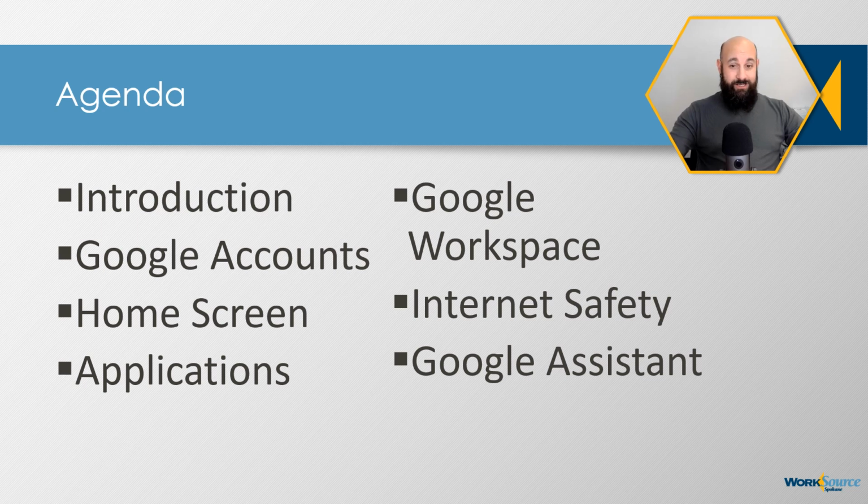With applications, that's going to lead us into the Google Workspace, which are some specific applications that we want to know about. And then we're going to dive into internet safety. And if you've taken the internet module, again, you might see some overlap there. There might be some familiar things in there. Once we finish up with safety, we're going to finish off by talking about the Google Assistant.